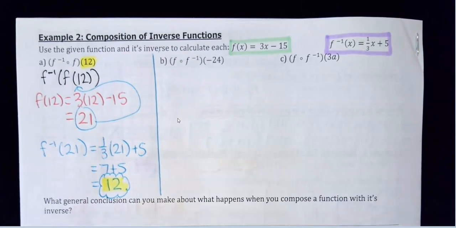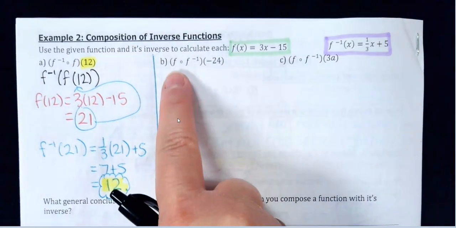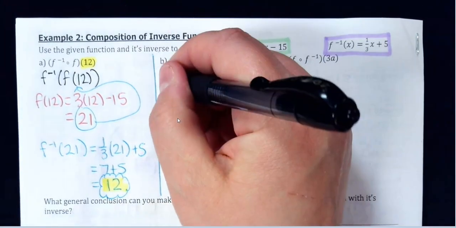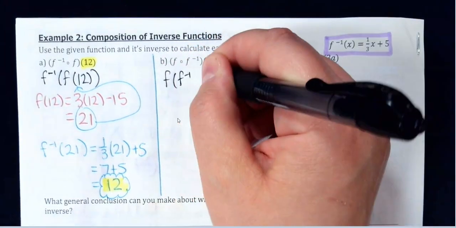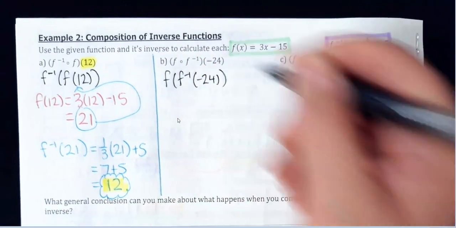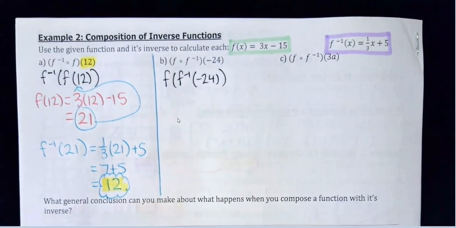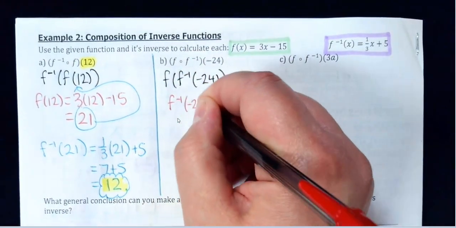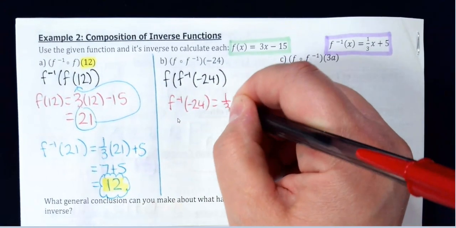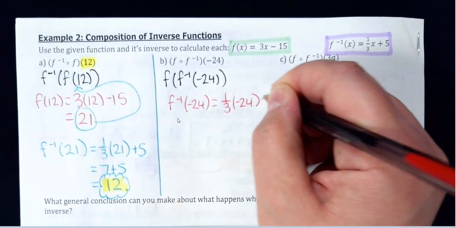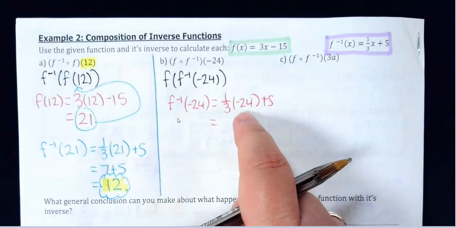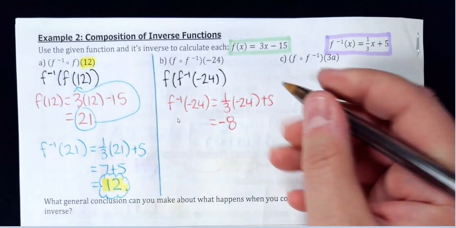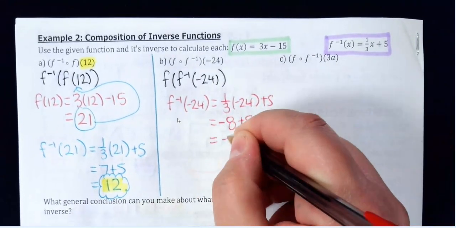Okay, so let me reverse this. Now this is a different number, but this has you putting the inverse first. So if you like the other notation, this would be f of f inverse of negative 24. What that just means is we're going to plug negative 24 into the inverse first. So for the inverse of negative 24, we're going to do 1/3 times negative 24 plus 5. So 1/3 of negative 24 is like negative 24 divided by 3. This is just negative 8 plus 5. So you're going to get negative 3.